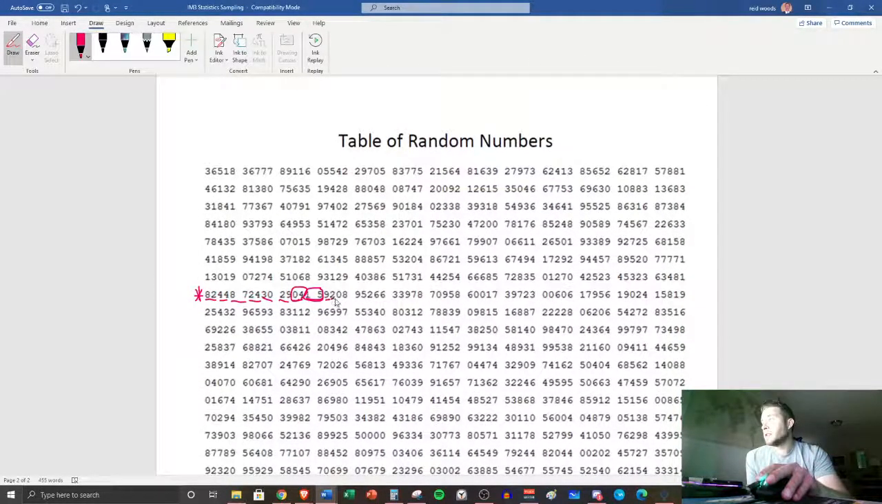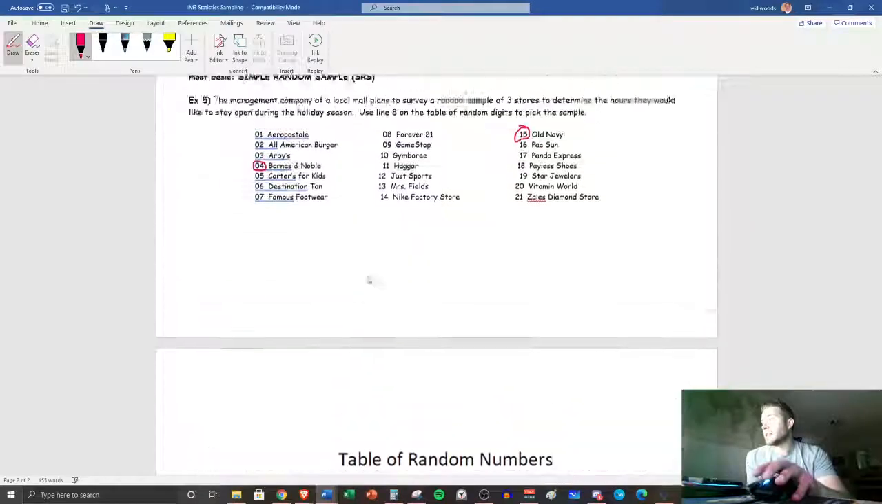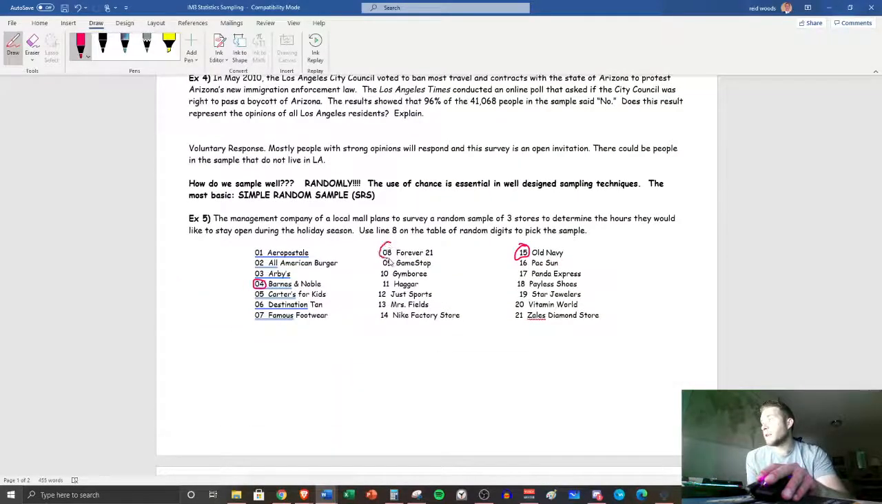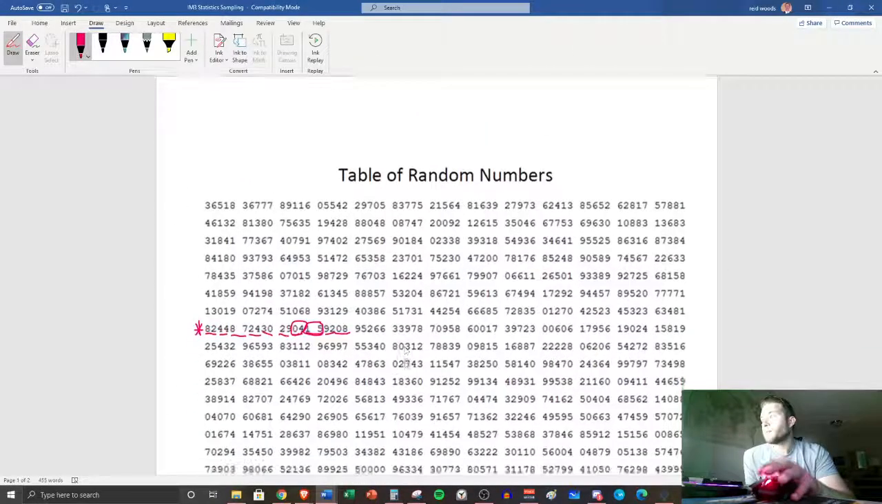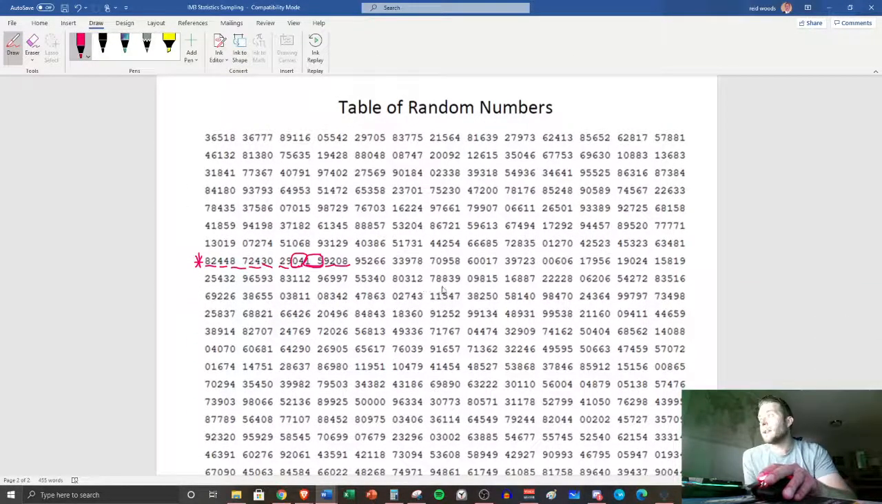Then we have 92, and then we have 8. Okay, so 8 is the last one, so it's Forever 21. There's our sample of 3 stores. What would have happened if we had the same one pop up again? Well, we would have to skip it. We can't have double representation of anything.